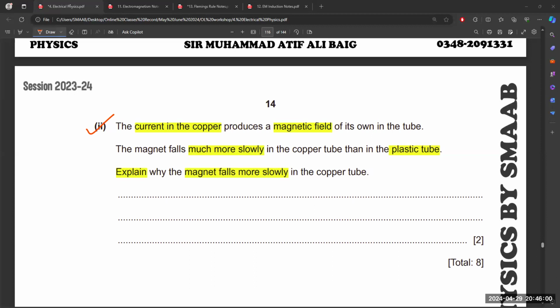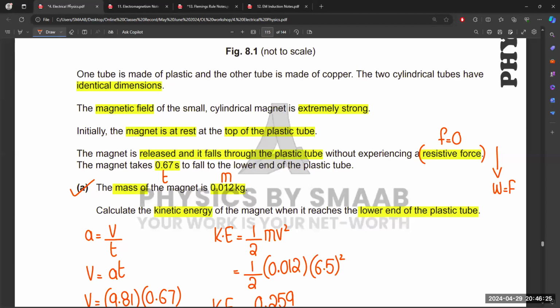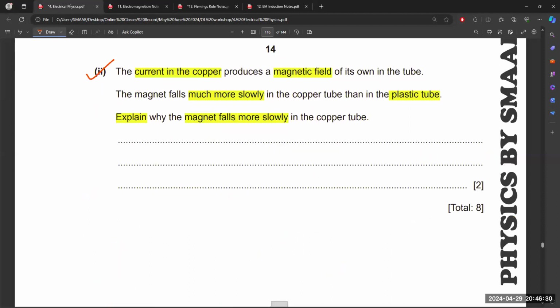That is the magnetic field of the copper, and the magnet has its own magnetic field. So there are two magnetic fields. Due to those two magnetic fields, a force is generated, and that force tries to resist the magnet from moving in the downward direction. That's why the magnet moves slowly compared to the plastic tube, because in plastic there is no resistive force. We know that copper is a conductor, and definitely it will resist because of the magnetic field. So we will explain like this.